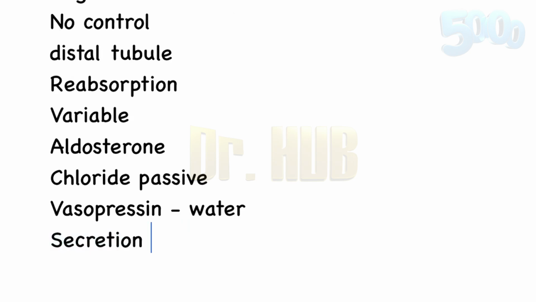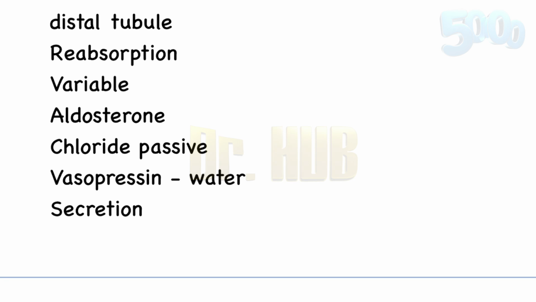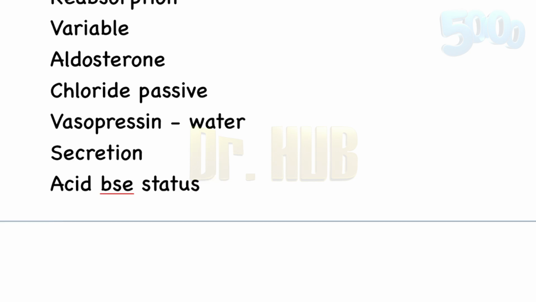Then how is the secretion done? In secretion, there is a variable H+ secretion, that is, it depends on the acid-base status. And then there is a variable K+ secretion, which is controlled by aldosterone.